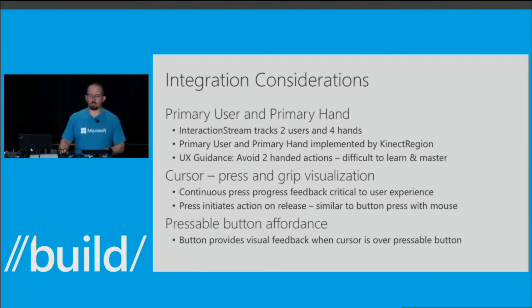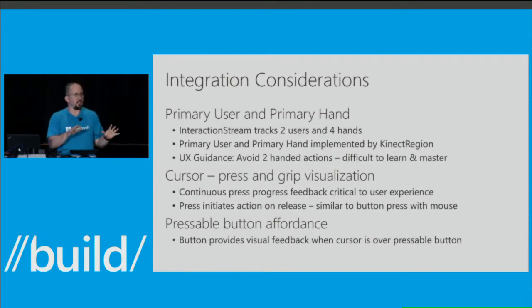The primary user and the primary hand are implemented by the Kinect region, and if you noticed in the interaction gallery, it was always one-handed. Our guidance from a UX perspective is to avoid two-handed gestures. I'm not saying don't do it, but try to avoid them if you can, because they can be hard for users to learn, they can be frustrating, and it's hard to educate them. So we implemented the interactions gallery so that if I'm using my right hand and I raise my left, we just ignore all the data coming back from the interaction stream for that left hand, unless I drop my right, and then I can take over, or I can switch between hands.